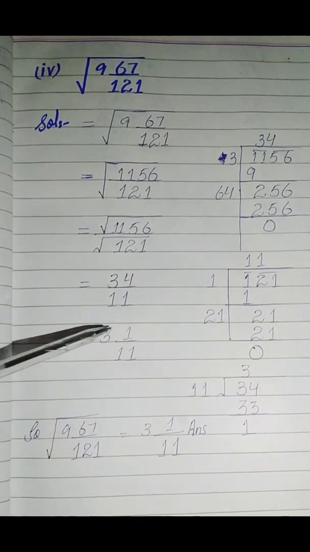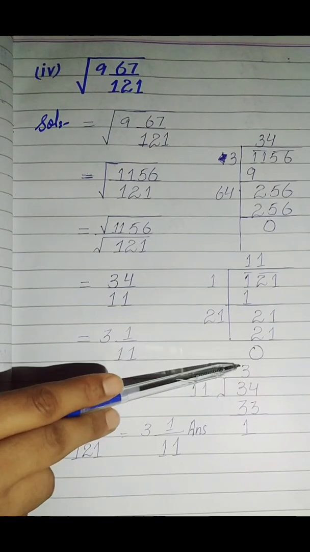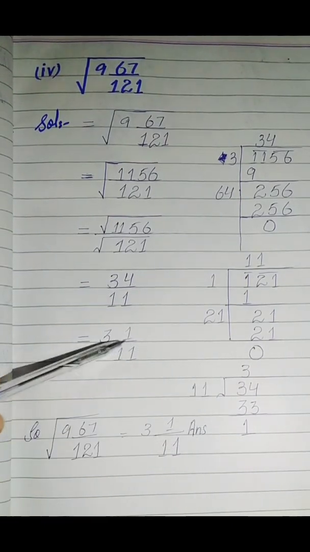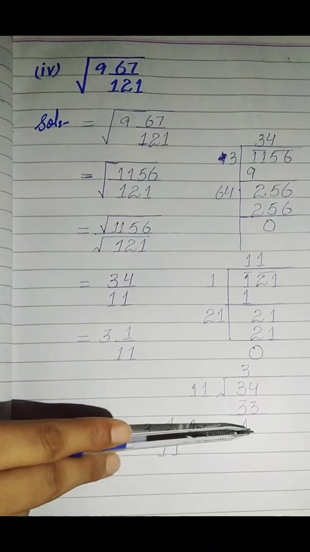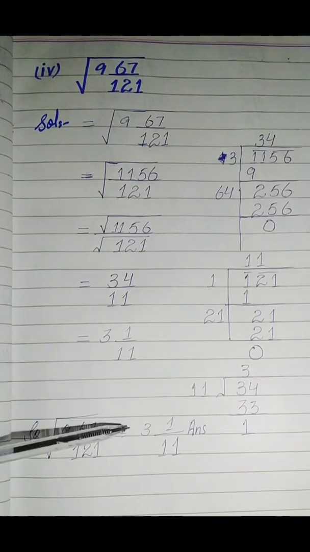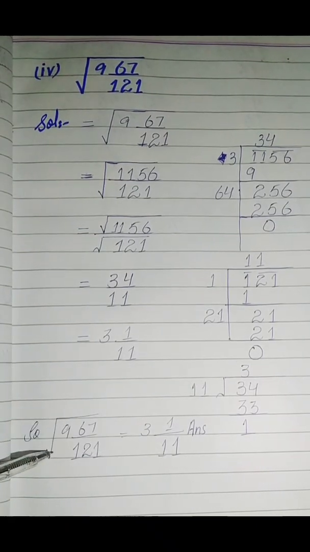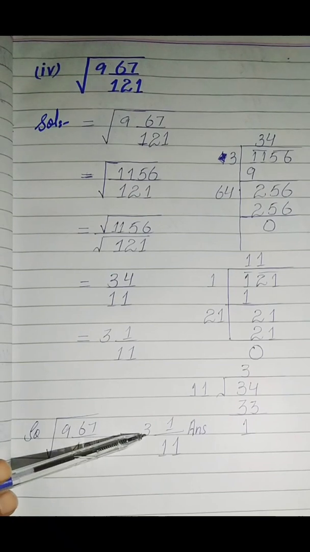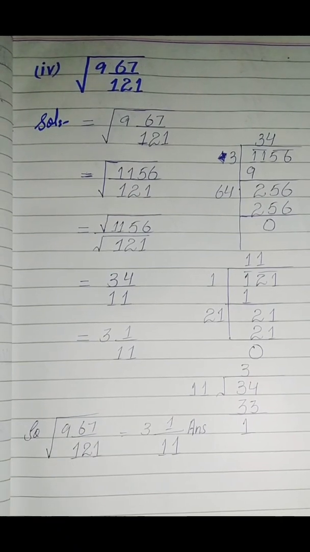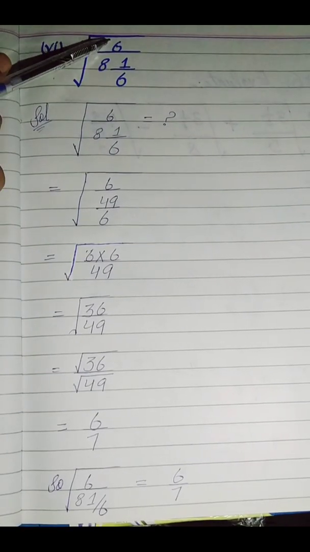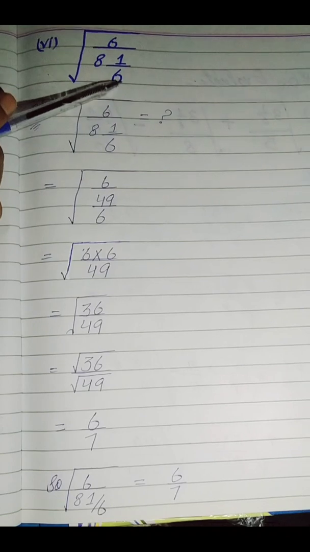And now we divide 34 by 11. 11 3s are 33, we have 1. If we write the denominator in the place of denominator, remainder here, and then 3 is here. It means that the square root of 967 by 121 is equal to 3 1 by 11. Next question we have square root 6 divided by 8 1 by 6.